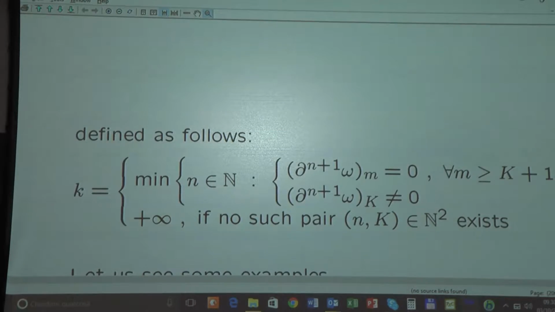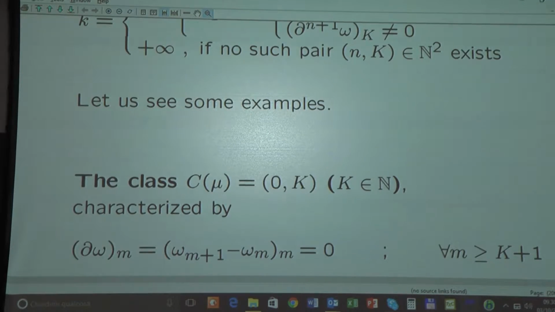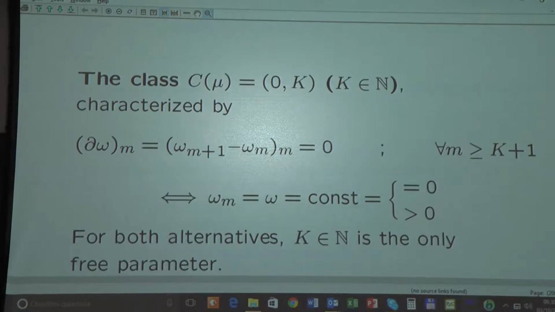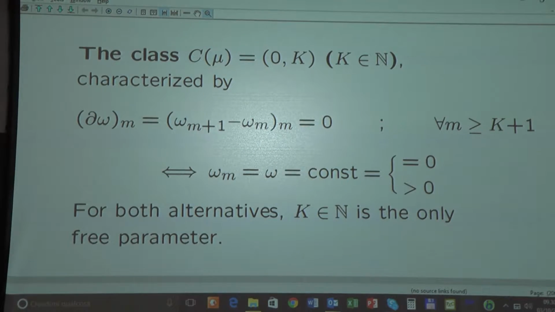I have short time. I want to just give you some interesting examples. Let us consider the simplest probability measures, the ones with n equal to 0, so they satisfy a difference equation of order 1. Remember, the degree is n plus 1. So 0 will correspond to 1 in the degree of the difference equation. So it means that omega is constant.